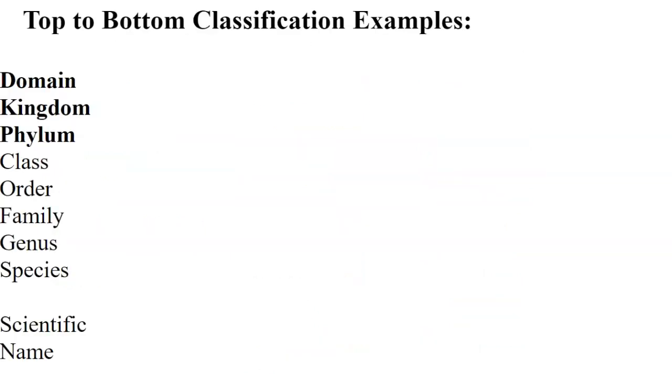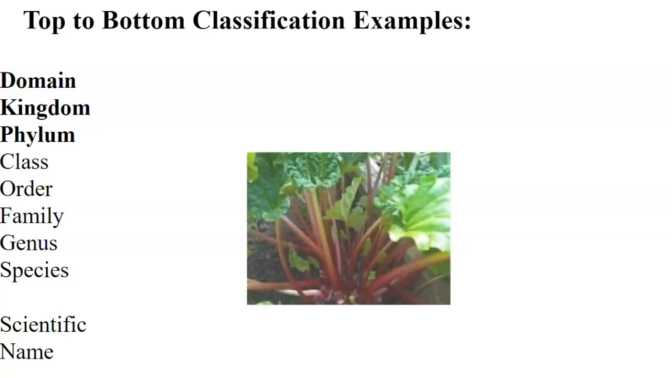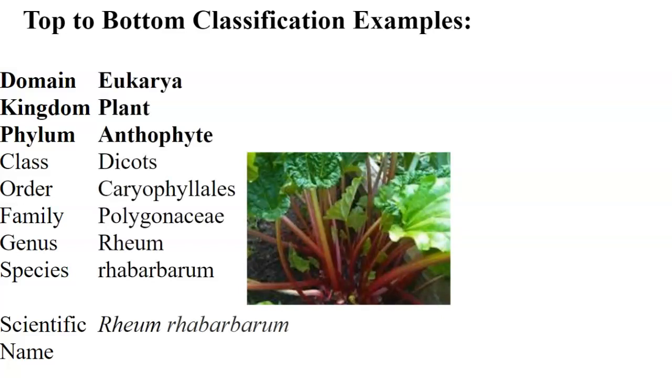All right, so top to bottom classification examples. Anyone know what this is? It's a eukarya. It's in the plant kingdom. It's an anthophyte, meaning a flowering plant. It's a dicot, which means it has 2 seed leaves. The seed splits in half. The order name is Caryophyllales. Family name Polygonaceae. And genus Rheum and rhabarbarum. So Rheum rhabarbarum, you might know that as rhubarb.